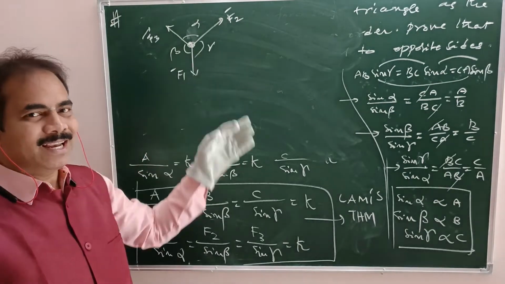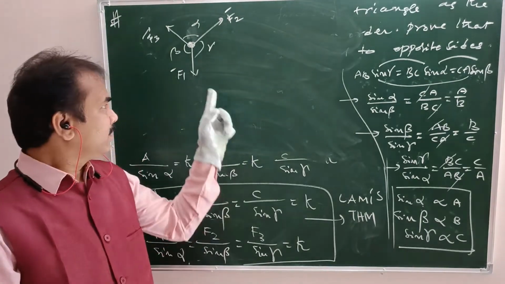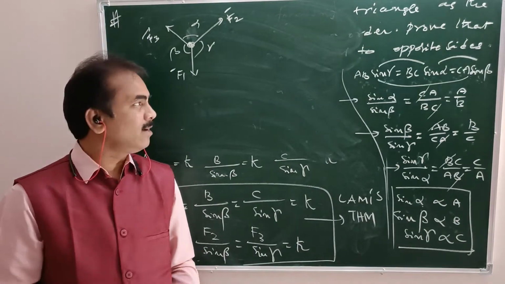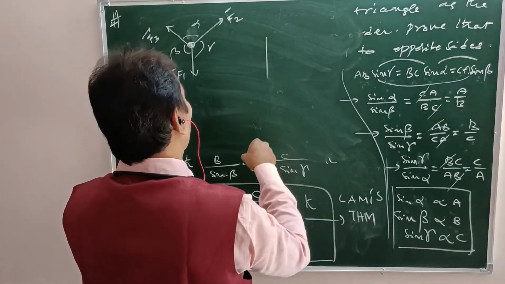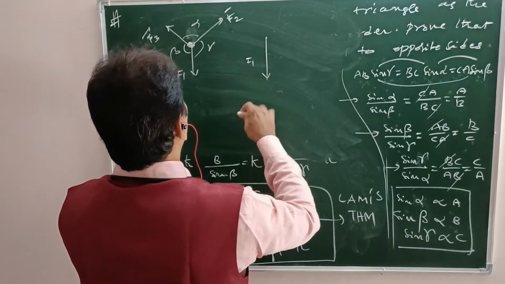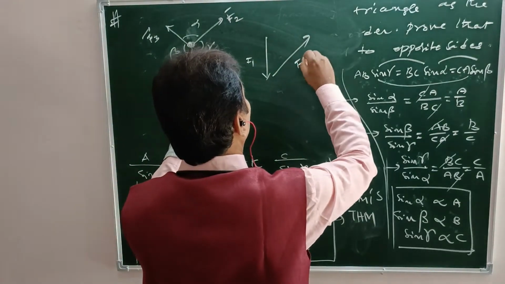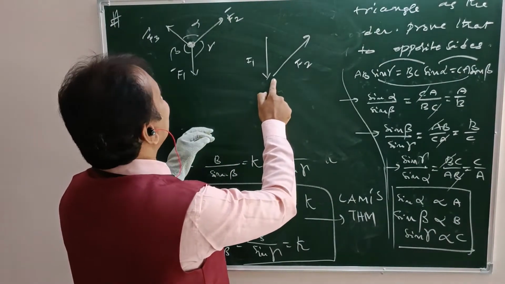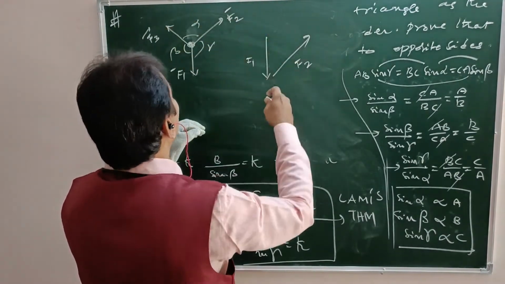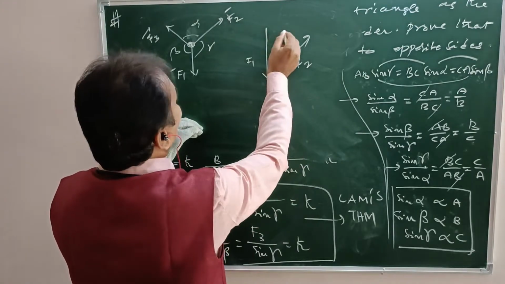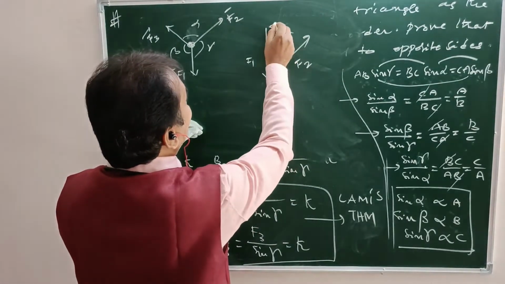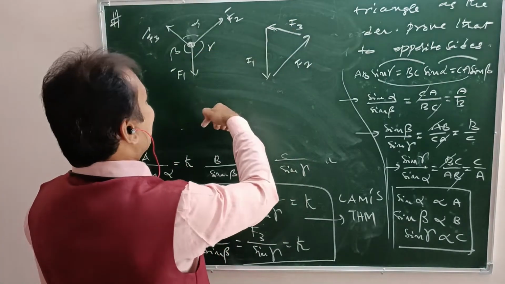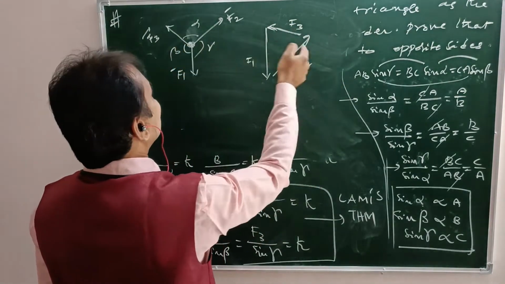Now, if that particle is under equilibrium, the same forces can be taken as the sides of a triangle in the same order. Here it is F1, here it is F2. All are taken in the same order. Same order means head to tail joint. Here also, take this vector and join it somewhere here, that is F3 bar. So F1 as usual, F2 as usual, F3 also as usual.